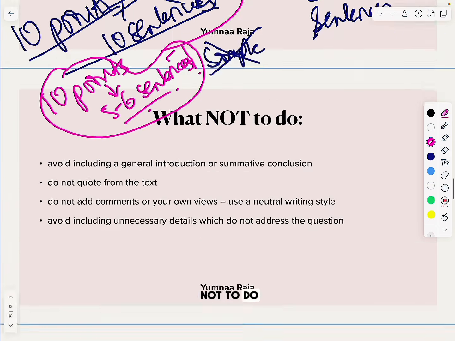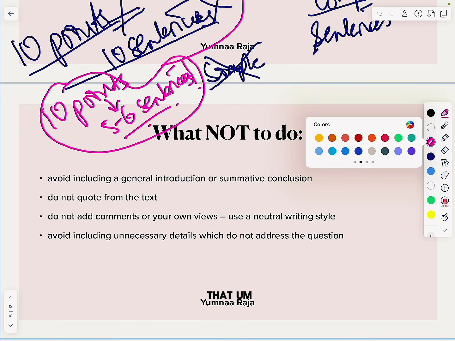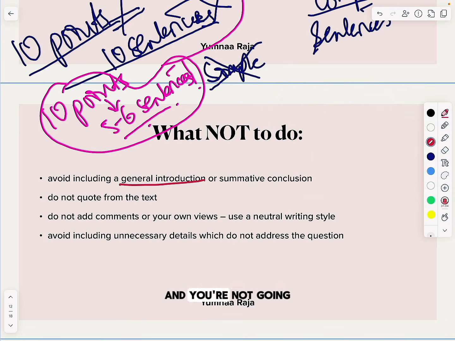Let's talk about what not to do. Oh God, I can't emphasize more on this. I don't know where you guys have been learning all this and where it comes from. But please understand, guys, that you are not going to include an intro and you're not going to have a conclusion. If somebody has told you this, please, maybe they weren't aware.